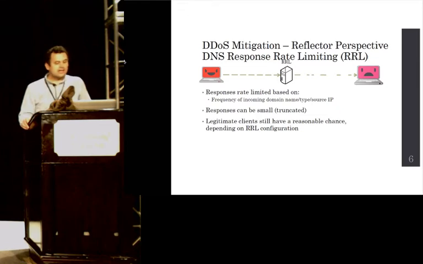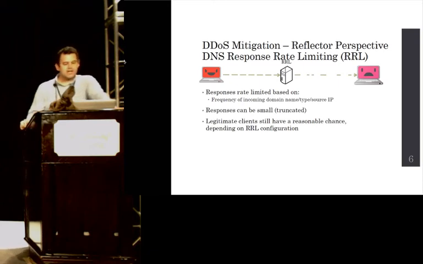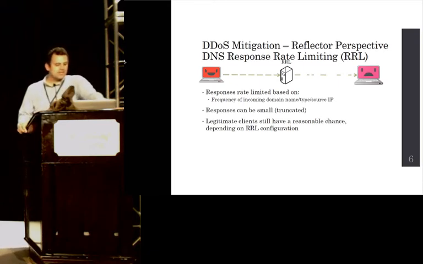But in the typical model that we've often heard about, responses are limited at the reflector here, or the DNS server, the potential reflector, I should say, based on a certain threshold when you see a frequency of incoming DNS requests of a common domain name, and we're talking query name, query type, and source IP.